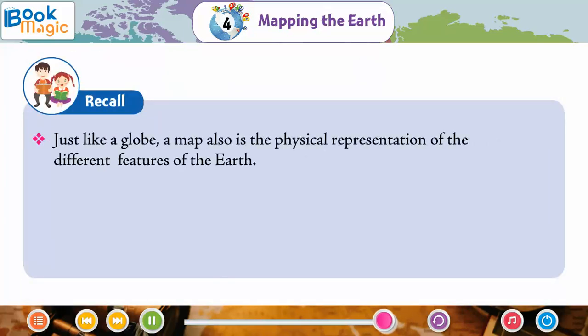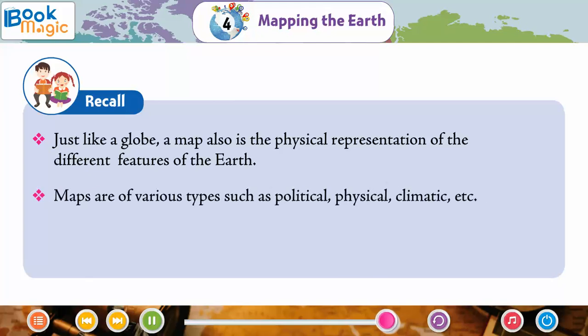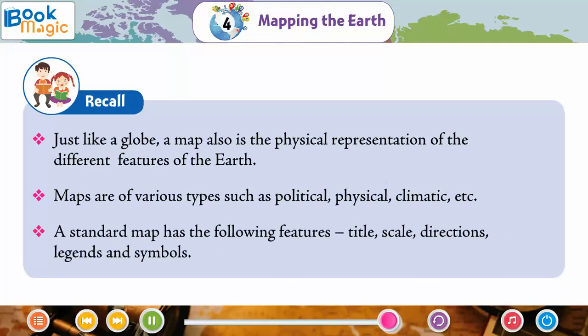Recall. Just like a globe, a map also is the physical representation of the different features of the Earth. Maps are of various types such as political, physical, climatic, etc. A standard map has the following features: title, scale, directions, legends, and symbols.